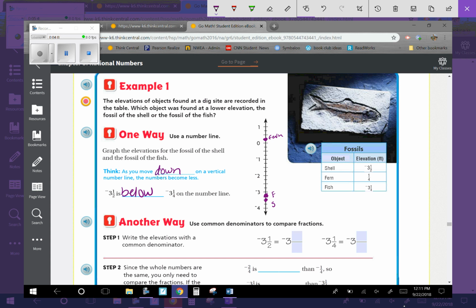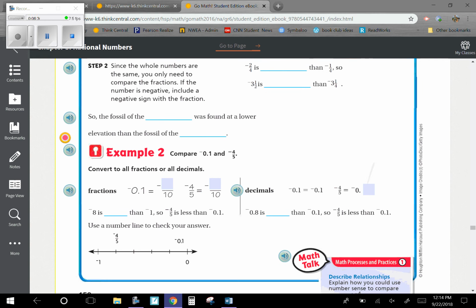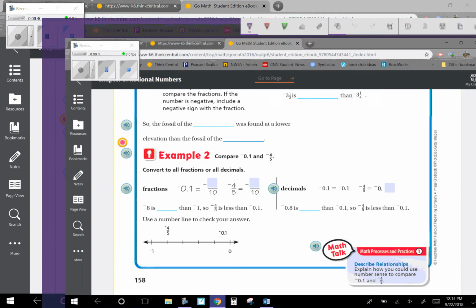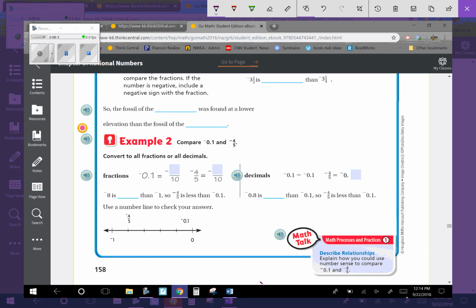So if we take -3 1/2 and turn it into fourths, to get 2 to 4, you have to multiply it by 2. So you have to do the same thing to the top. So -3 1/2 can turn into -3 2/4. -3 1/4 stays as -3 1/4. And since the whole numbers are the same, you need to compare the fractions. So -2/4 is less than -1/4. So -1/2 is less than -1/4, because again, it's further away from 0 to the left. So the fossil of the shell was found at a lower elevation than the fossil of the fish.